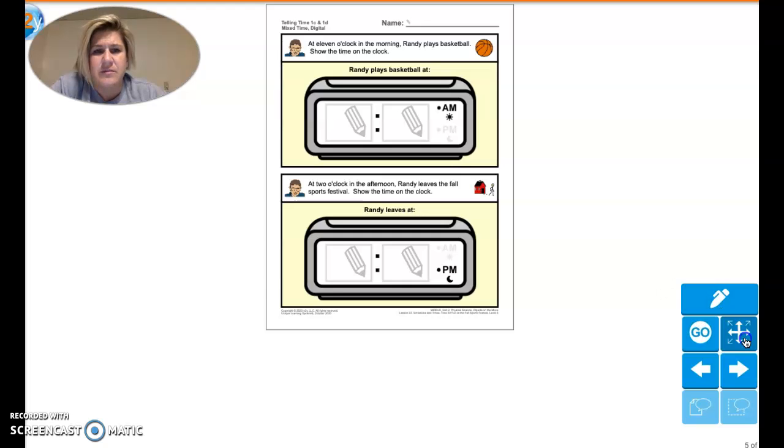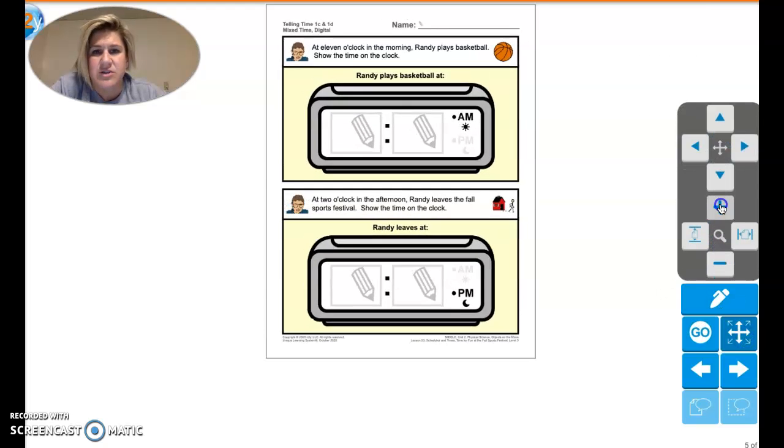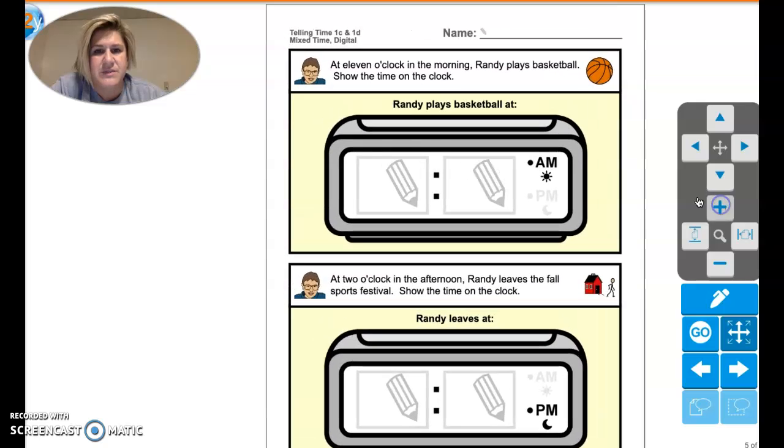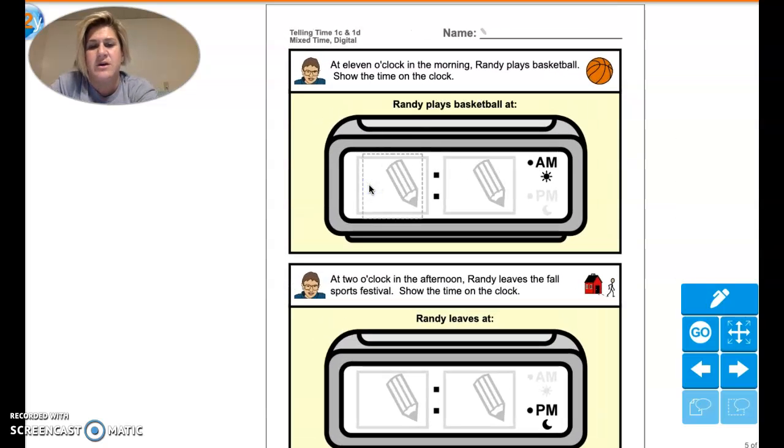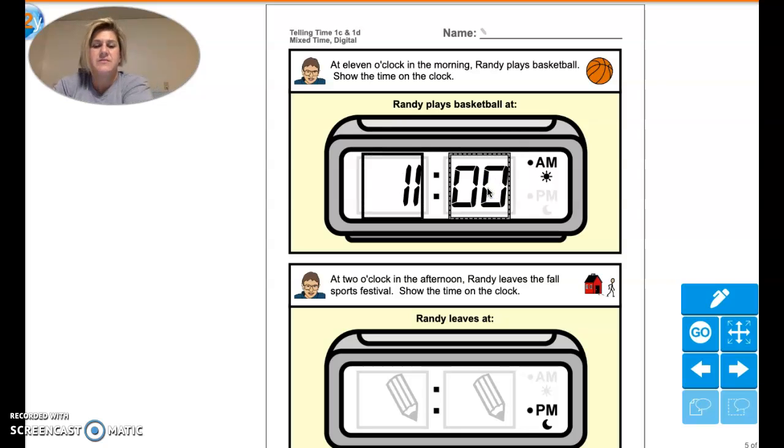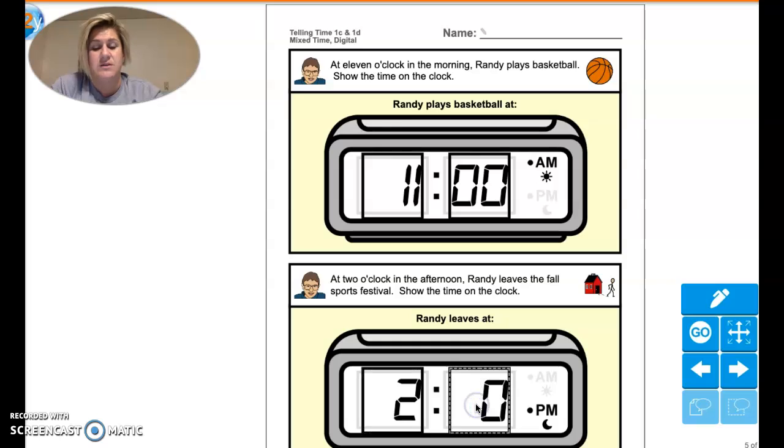At 11 o'clock in the morning, Randy plays basketball. Show the time on the clock. So it says 11 o'clock. Here's our hour. Our hour is 11, and o'clock means 0, 0. They've already got the AM in there for us because that is the morning. 2 o'clock in the afternoon should look like this. 2, and then 0, 0, 2 o'clock. And it says afternoon, so PM. Jessica reminded us that that means past morning. It's a good way to remember.